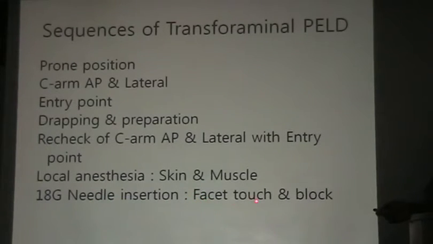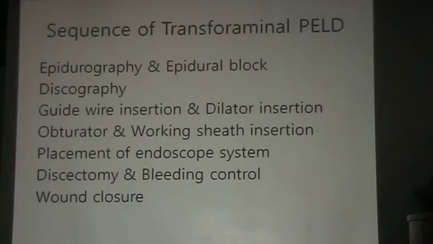You must feel the facet joint. Facet touch is very important. Then epidurography, epidural block, discography, guide wire insertion, dilator insertion, obturator, working tube insertion, and placement of the endoscope system, then discectomy and bleeding control in the core. About 30 minutes in total.